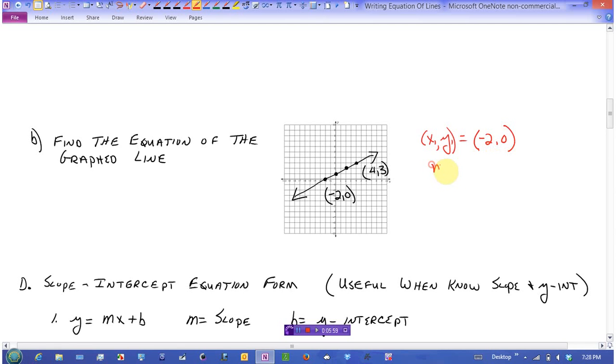And let's find the slope. Okay, so the slope of this line, I can use any of these points. It looks to me like if I start here, I go up 1, that would be in the y direction, then 2 to the right. So my slope is 1/2. Here's my equation.